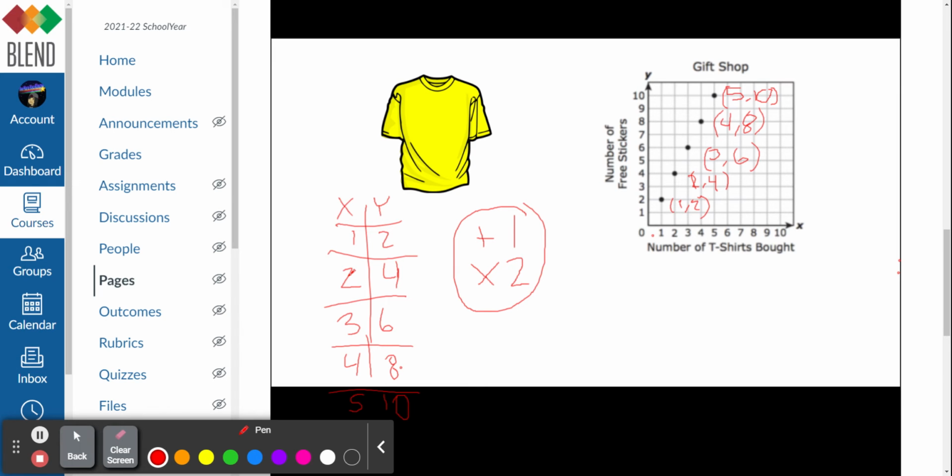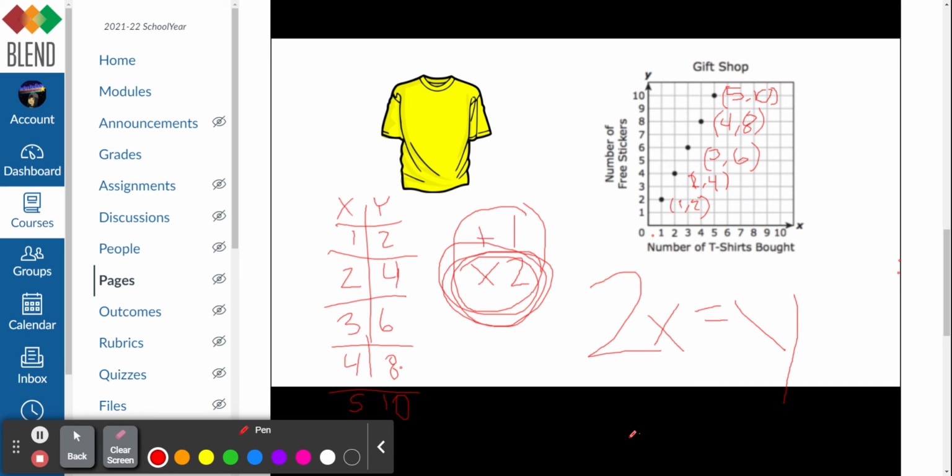So 2 plus 1 is 3, 2 times 2 is 4, okay? 3 plus 1 is 4, 3 times 2 is 6, okay? 4 plus 1 is 5, 4 times 2 is 8, okay? 5 plus 1 is 6, 5 times 2 is 10. So it looks like for all of these, our rule was times 2. So that's the same as saying 2x equals y.